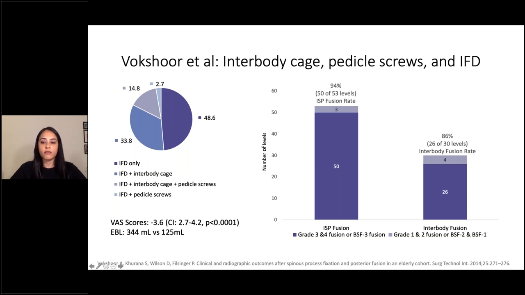94% of the levels demonstrated grade 3 or grade 4 interspinous process fusion, with grade 3 indicating some solid incorporation and bridging bone, and grade 4 showing solid fusion. This is similar to the fusion rate of about 92% that we saw in the previous study. Of note, within this study, they did observe two fractures of the spinous process or lamina, both of which required device explantation. Next slide, please.